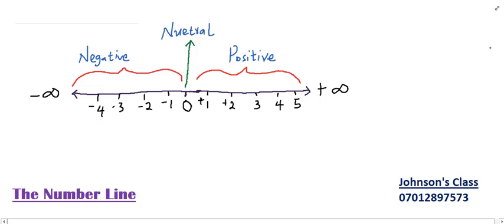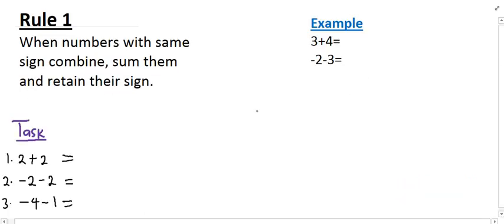Okay, let's continue with the rules. We're going to be dealing with 3 rules. I want you to master them, and you can only do that by giving me your maximum attention, and then you just discover that this is very simple. Let's read the rule, and then I explain it, then we'll solve the example and task. When numbers with the same sign combine, then sum them and retain their sign, right?